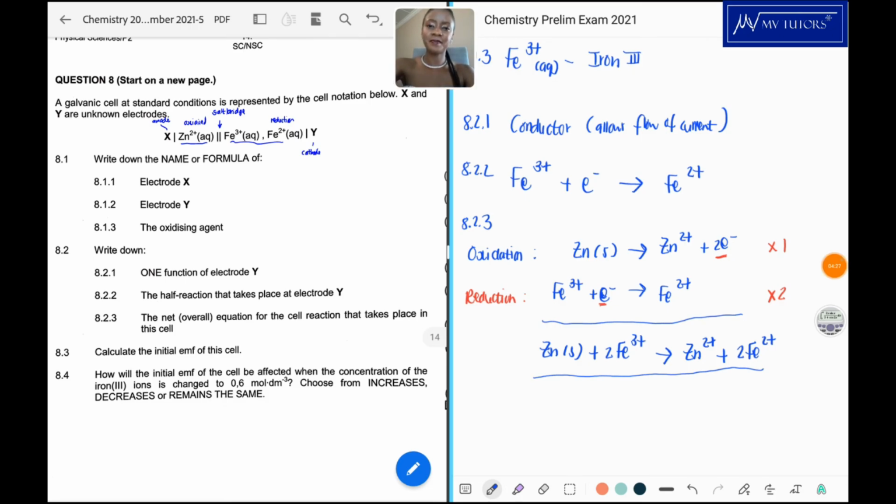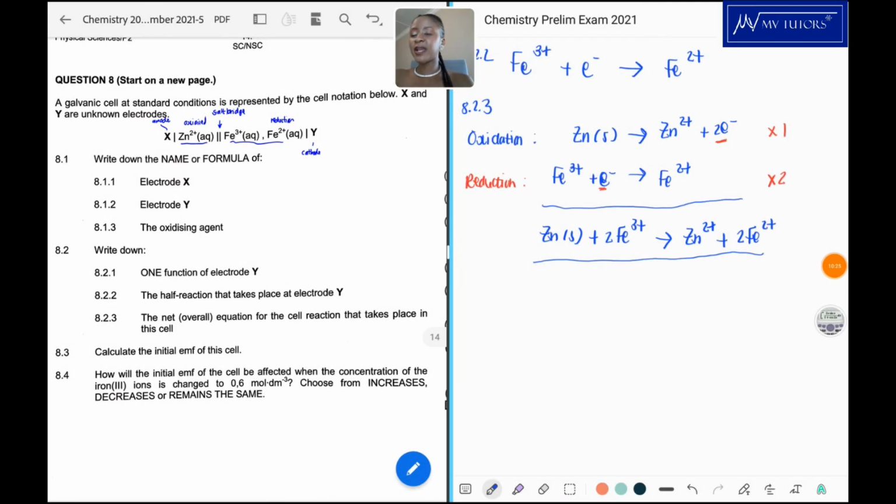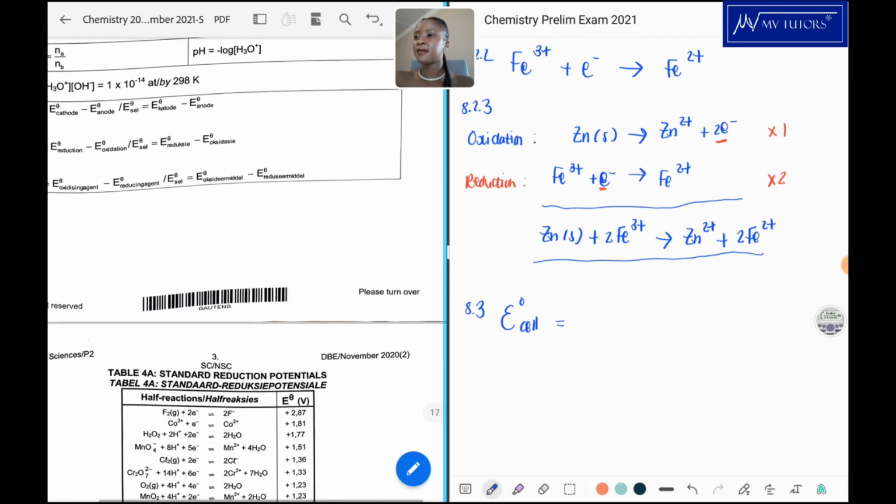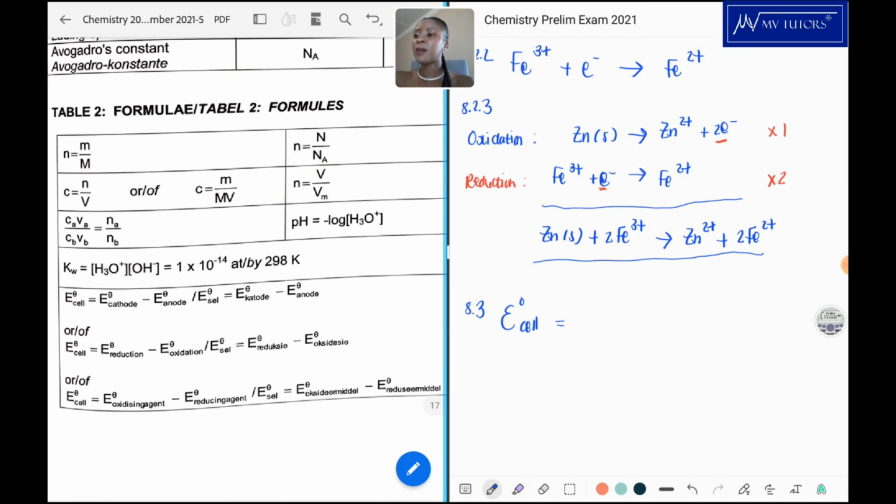All right, so now 8.3, calculate the initial EMF of this cell. Because they told us that it occurs under standard conditions, we can put that exponent 0 there. That is what it means: standard conditions apply. So the formula that you would use, I hope we have it. Yes, we do. I'm going to go with the first one, where it says the cathode minus the anode.